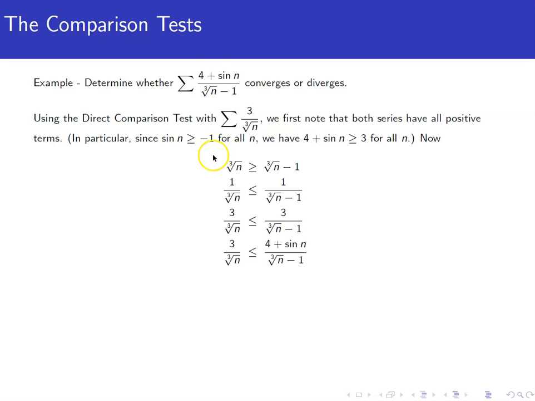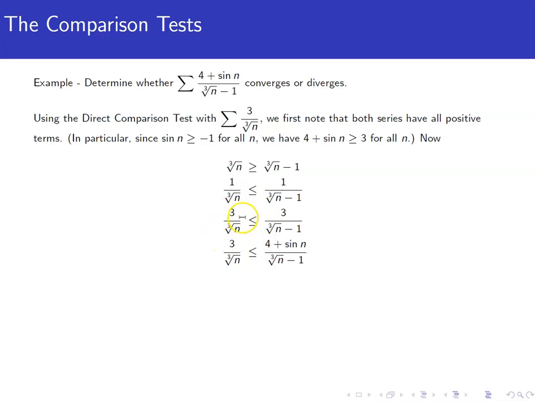All right, so let's do this. Let's show that we really do have 3 over cube root of n actually less than 4 plus sine n over cube root of n minus 1. Let's start with an obvious statement. Certainly cube root of n is at least as big as cube root of n minus 1. Reciprocating flips the inequality. Multiply both sides by 3. The inequality stays the same because we're multiplying by a positive number.